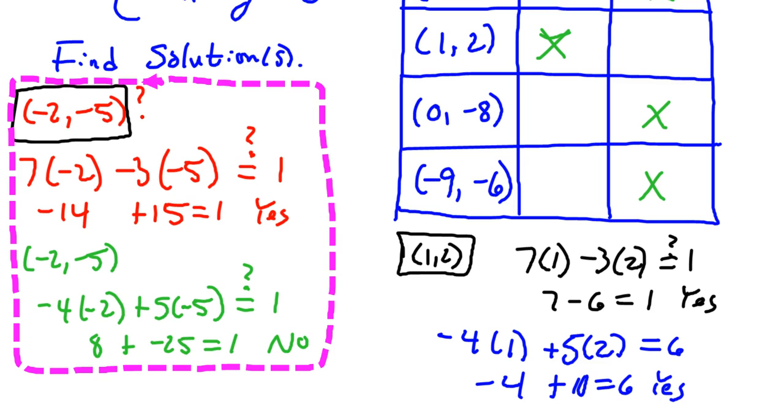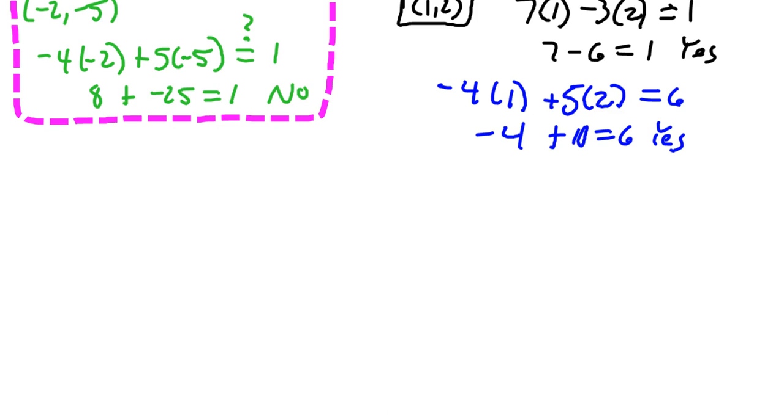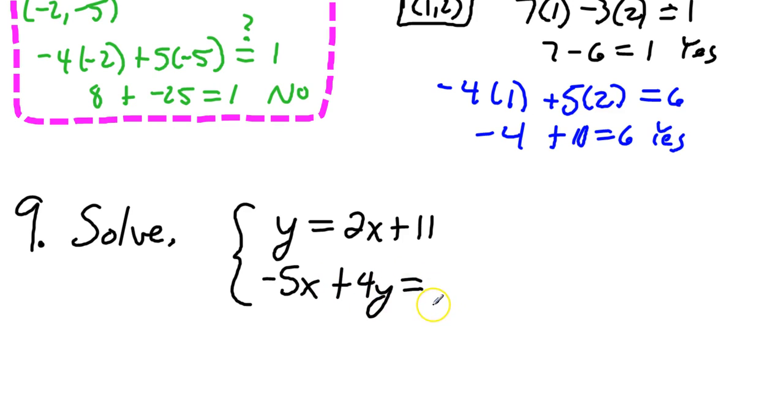Okay, 9 and 10, you get a system for 9 and 10, and for these two, they don't give you the checklist. They basically just say, all right, take the system that we have here and let's solve it. So for number 9, let's go with y equals 2x plus 11, and then the second equation is negative 5x plus 4y equals 32.